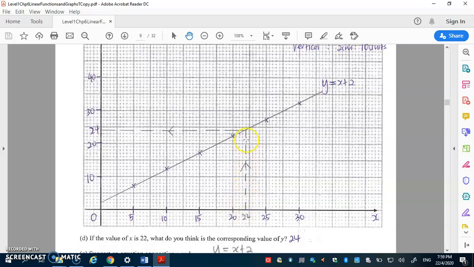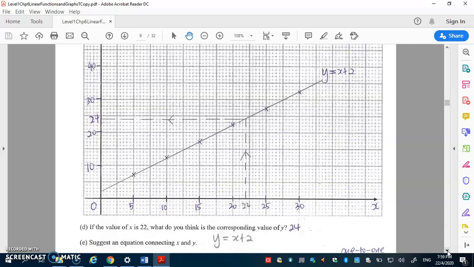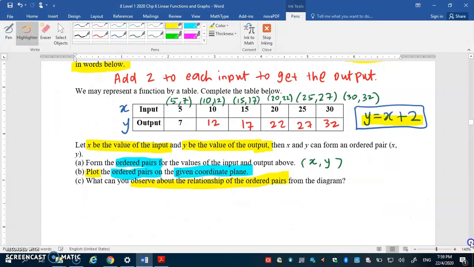You draw a dotted line upwards until you hit the line, the graph that you have drawn. Okay, and then you read the corresponding y value over here. So use a ruler and draw a dotted line upwards and to the left. Okay, and then read off the y value over here. You realize that your corresponding y value will be 24, which is of course true because if you look at the equation, when x is 22, y should be 22 plus 2, which is 24. So we are correct.